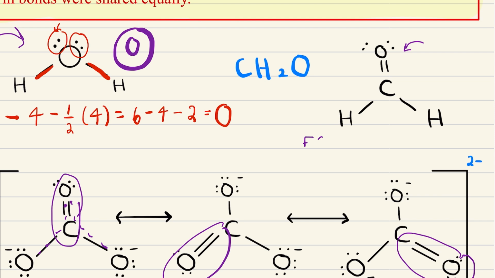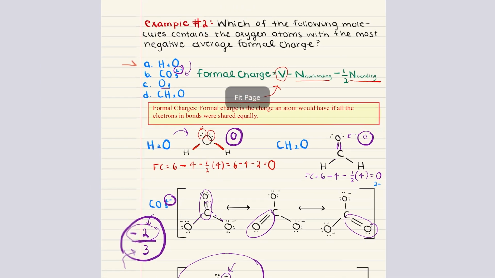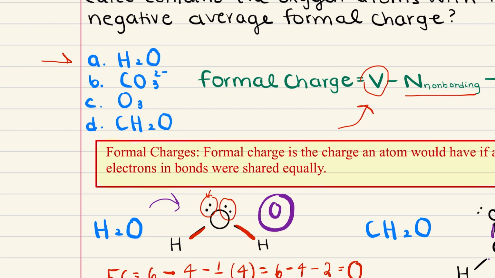All right, formal charge of this oxygen atom, well, oxygen has 6 valence electrons. It has 4 non-bonded electrons, -1/2. How many bonded electrons does it have? Well, it has 2 bonds to carbon for a total of 4 bonded electrons. And so this is also going to give us 0. The formal charge associated with this oxygen is 0. So what we have here, let's write them out for each answer choice, is 0 and 0 for A and D. Then we have -2 over 3 for answer choice B, and -1 over 3 for answer choice C.